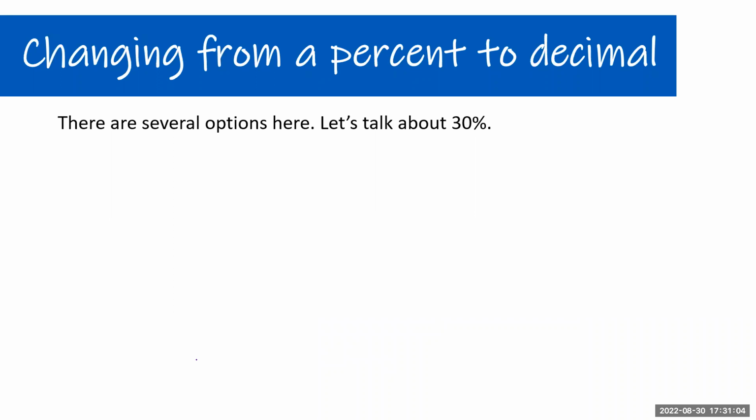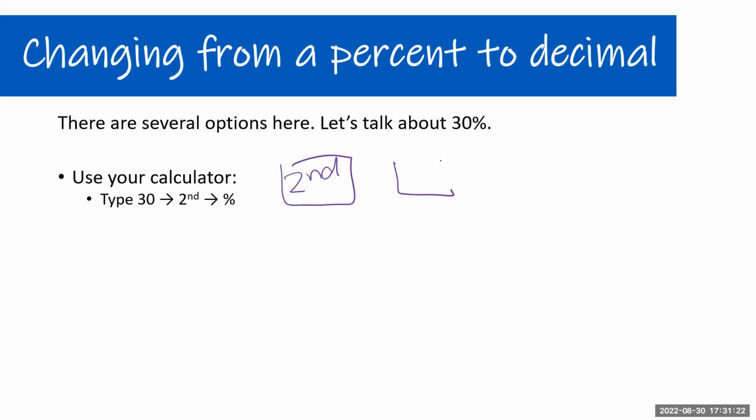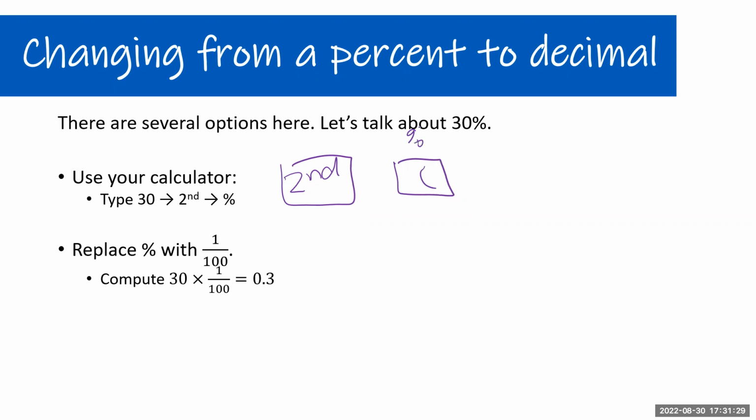Now, if we want to go from a percent to a decimal, then there's several options, okay? Let's talk about 30%. So like I was just saying, our calculator will do it for us directly. We can type 30 and then press the percent button. Or again, this is going to be the second button. And then you're going to press the open parenthesis button, okay? Because there's going to be a little percent above it. Mathematically, you can also replace percent with that 1 over 100. So like we saw earlier, 30 times 1 over 100 is going to be 0.3.